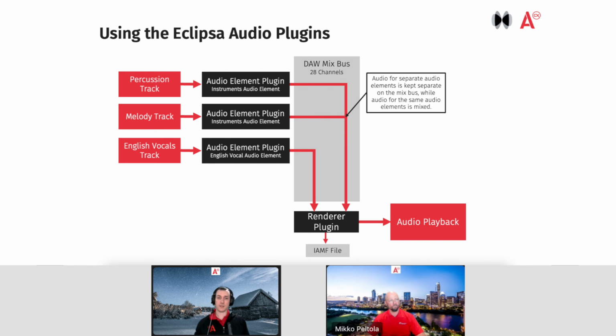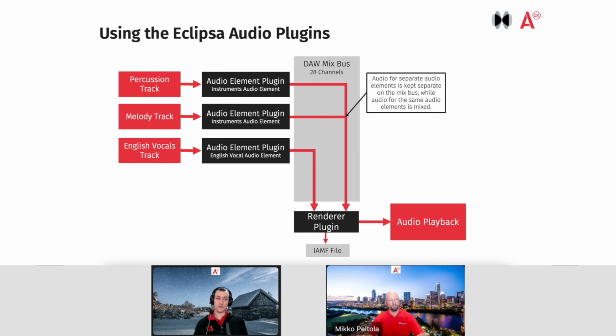The audio element plugins are used to associate individual tracks with audio elements, and as shown in this example, we can see that you can associate multiple tracks with the same audio element. We can see as well in this example that a wide 28-channel mix bus is required to communicate the audio from the audio element plugins to the renderer plugin. This is because IAMF supports up to a maximum of 28 channels of audio.